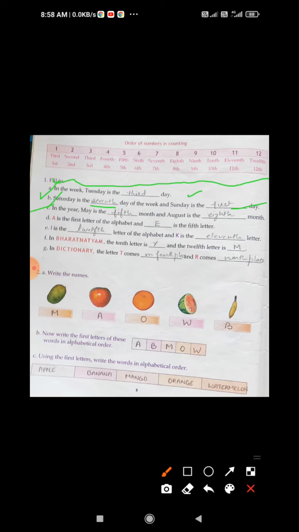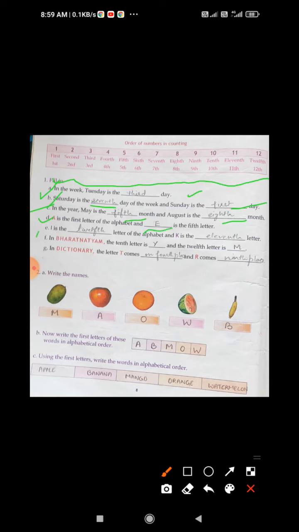Now C part, in the year, May is the fifth dash. January, February, March, April, May. It is the fifth month now, right here, fifth month. Not day, fifth month. Now August is which month? It comes on the 8th month. Right here, 8, E-I-G-H-T-H. Now D part, A is the first letter of the alphabet and E is the fifth letter.